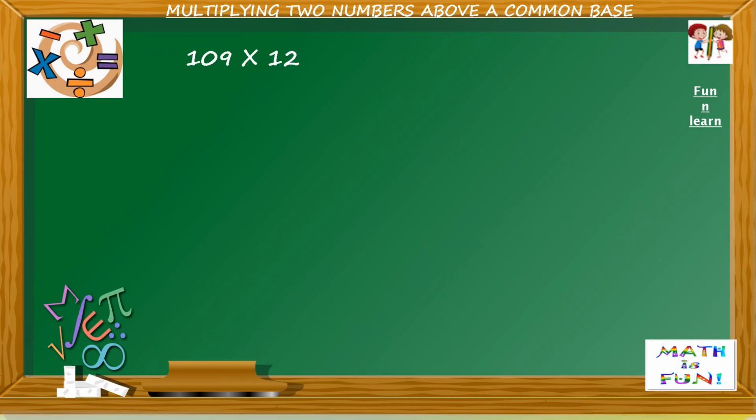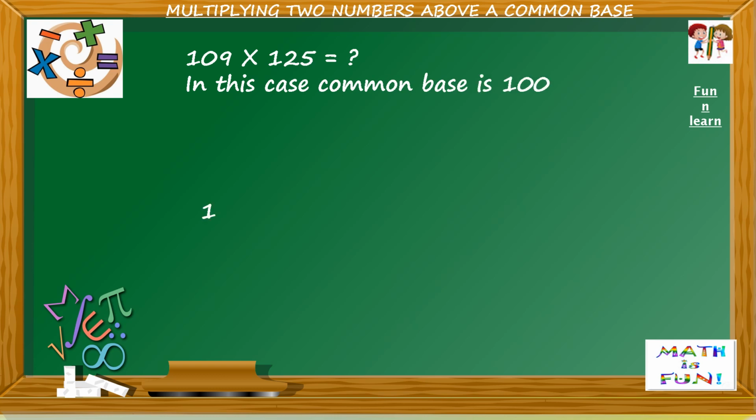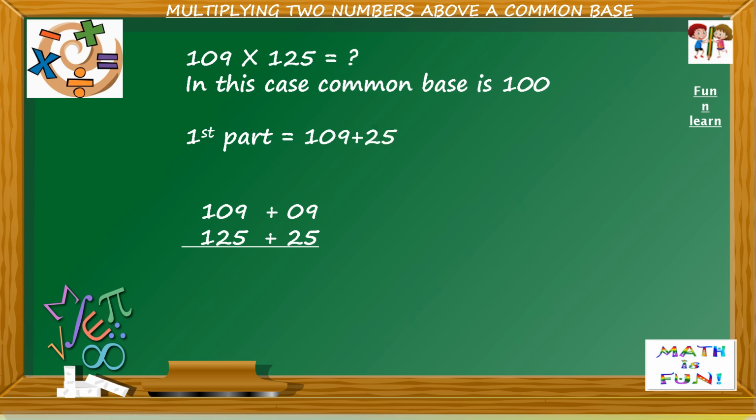Let's try 109 into 125. In this case, the common base is 100. As 109 is 9 above 100 and 125 is 25 above 100. So first part of the answer will be by the cross addition. 109 plus 25 is equal to 125 plus 09. Both of them are equal to 134. And second part is multiplication of the surpluses, which is equal to 9 into 25 is equal to 225.